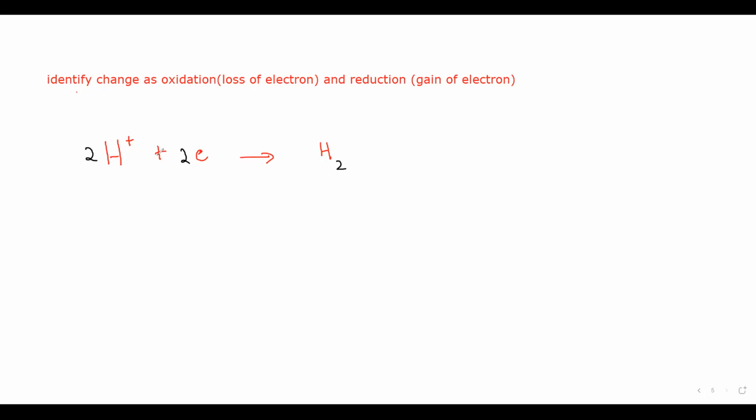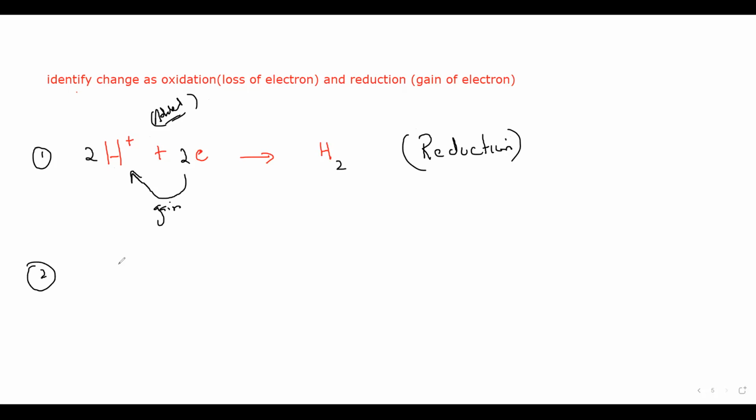When electron is plus, it means it is added. So when electron is added, what do we call this change? It is called reduction. Electron is added or electron is gained. As you can see, the hydrogen ion gains electron and turns into hydrogen molecule. So when something gains electron, we call that change reduction.